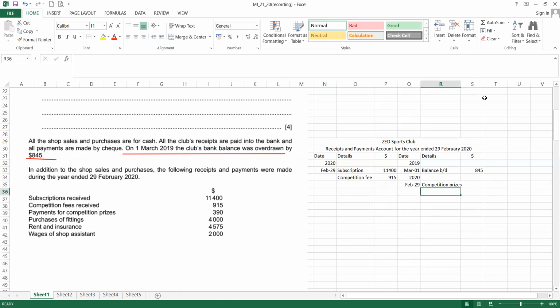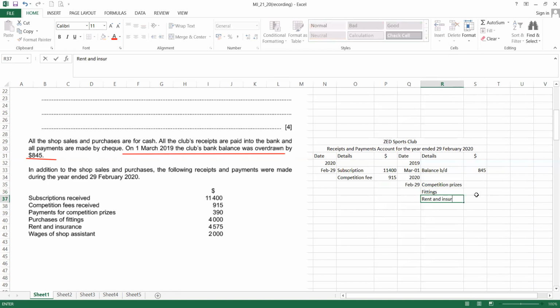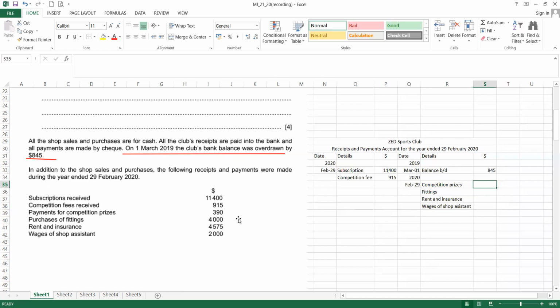Okay, next. Purchase of fitting. We just put fitting, non-current asset. Rent and insurance. Wages of shop assistant. So we put the amount first, 390, and then 4,000, and then 4575, and 2,000.